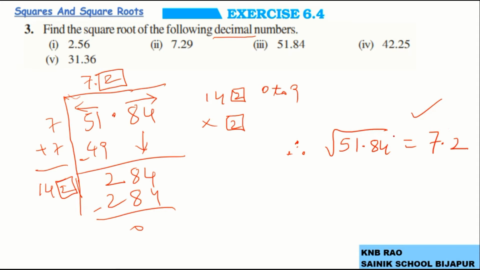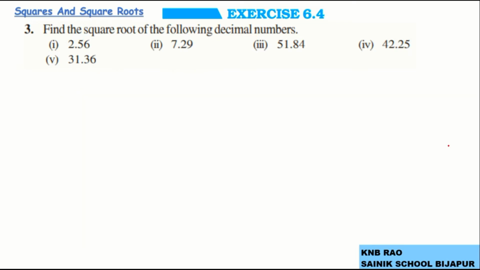This is one method, and using long division we did it straight away for this square number. 51.84 is a square number, so I got 7.2 exactly. If it is a non-square number, then the decimal places will never end and will not repeat either. Such numbers are irrational numbers. As I already told you, you will learn about them in your class 9.